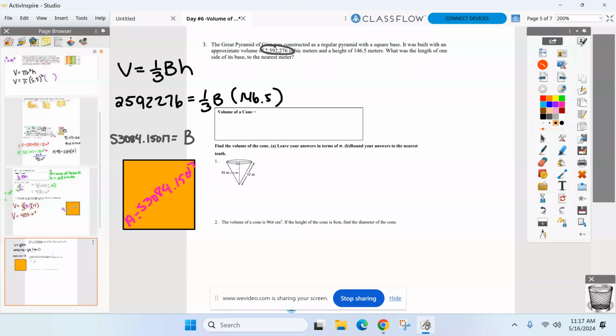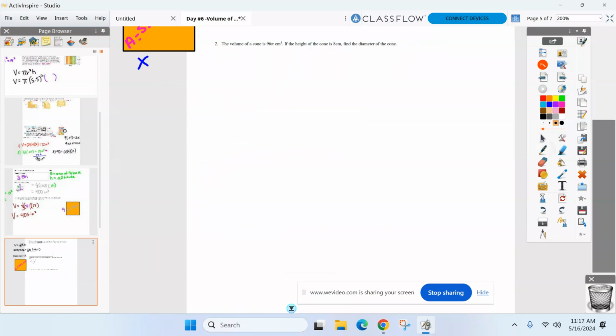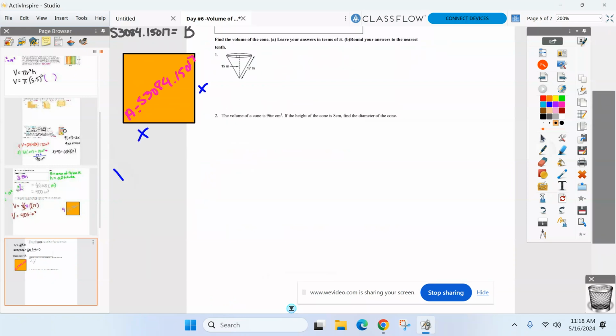All right, so there's my area. And to find a side of the square, how do you get to the area given a square? What's the formula? Length times width, or base times height. And what do you know about those two values in a square? They're both the same. With me so far? So if you're going to multiply them to find the area, it's going to be x times x, x squared, equals this 53,084.